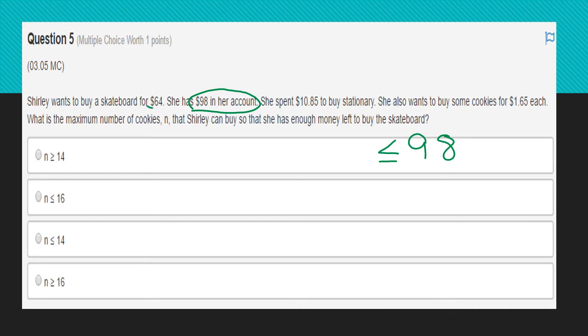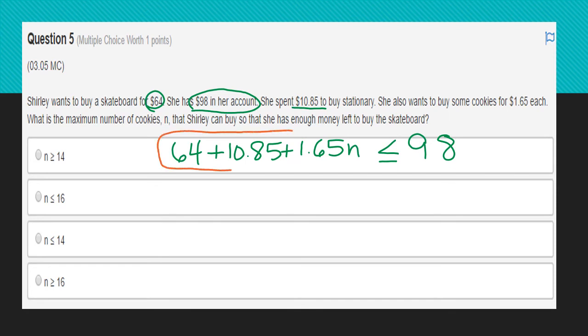So let's include the $64 for her skateboard, plus the $10.85 for her stationery that she bought, plus she wants some cookies for $1.65. We don't know how many, so I put n. So everything that you see on the left side of our inequality here represents items that she wants to buy, and those items should be less than our $98.